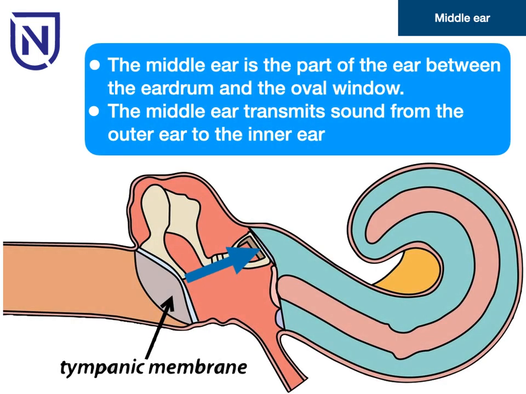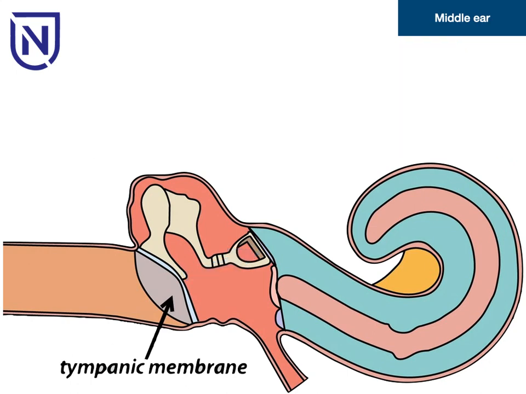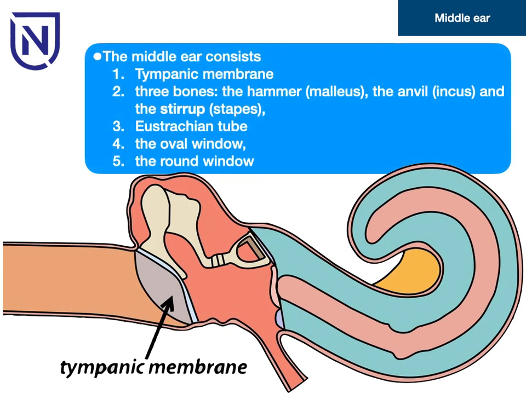Then we come to the middle ear. The middle ear is the part of the ear between the eardrum and the oval window. Its main function is to transmit the sound from the outer ear to the inner ear. These are the parts of the middle ear: the tympanic membrane, the three bones, malleus, incus and stapes, the eustachian tube, oval window and round window. On the tympanic membrane and the eustachian tube, they will ask for short notes.